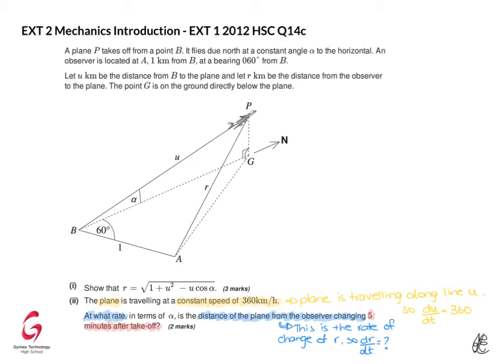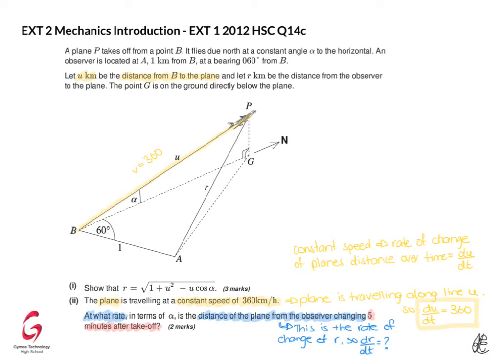360 kilometres per hour. Thinking back to when we first labelled this question in part 1, U was the distance from B that the plane itself is actually travelling. So when they're giving us a constant speed that the plane is travelling at, that's the rate of change of the plane's displacement, or the velocity, which is occurring along this line that they have labelled U. So that gives us our derivative du on dt being equal to 360.